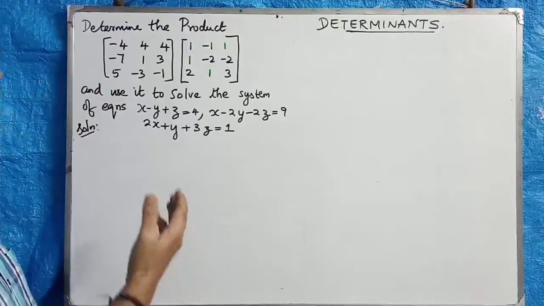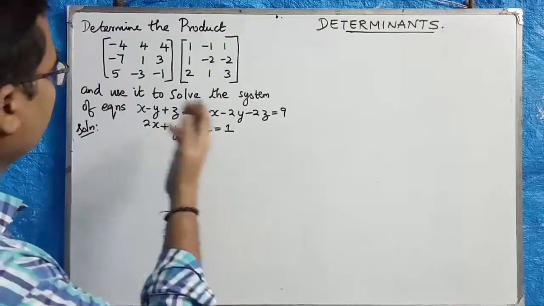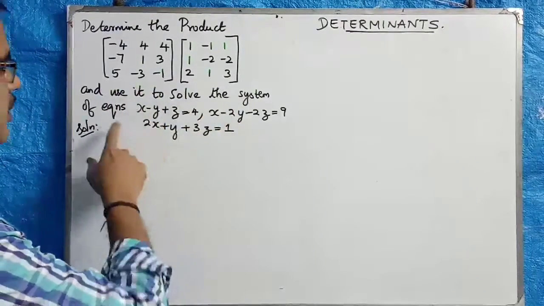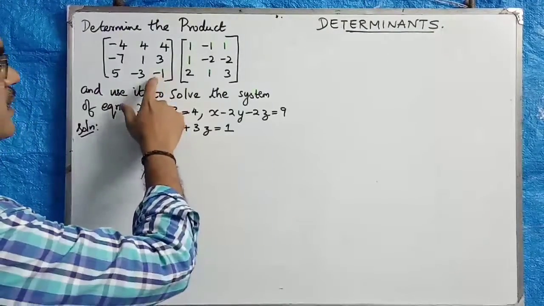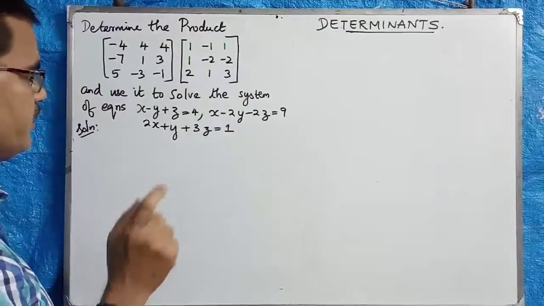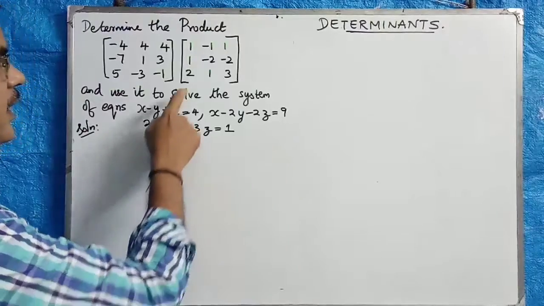We are going to see an important question in the chapter Determinants. The question says determine the product of these two matrices and use it to solve the system of equations. We need to find the inverse using this product, and using that inverse we have to solve this equation.